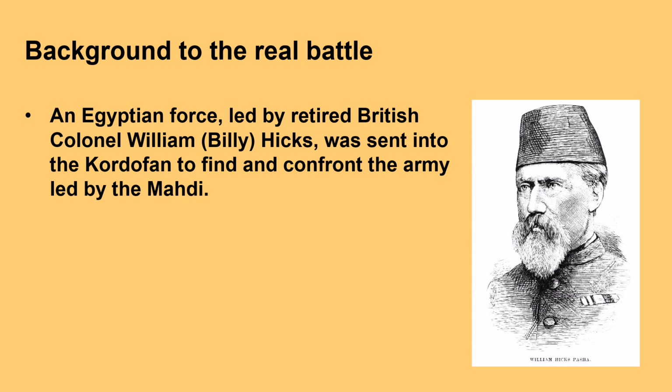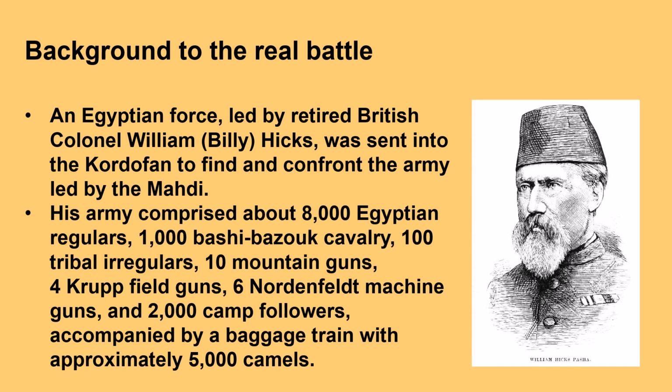Now, Billy Hicks, or Colonel William Hicks, was sent to the Kordofan to really destroy what troops the Mahdists had gathered together. His army was quite substantial: 8,000 Egyptian regulars, although most of them were barely trained, 1,000 Bashi-Bazouk cavalry, some tribal irregulars, some mountain guns, some field guns, some machine guns, and over 2,000 camp followers, which accompanied a baggage train with approximately 5,000 camels. So this was quite a large group of people to be marching through what was a basically inhospitable area.